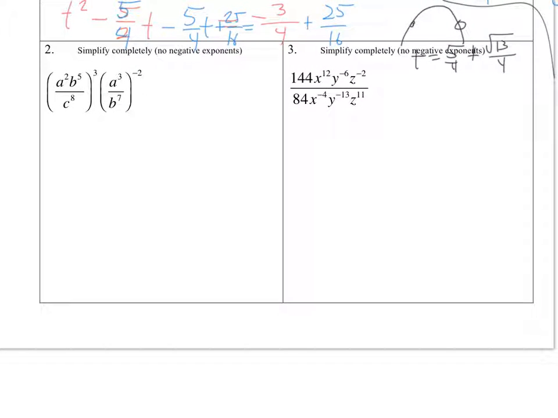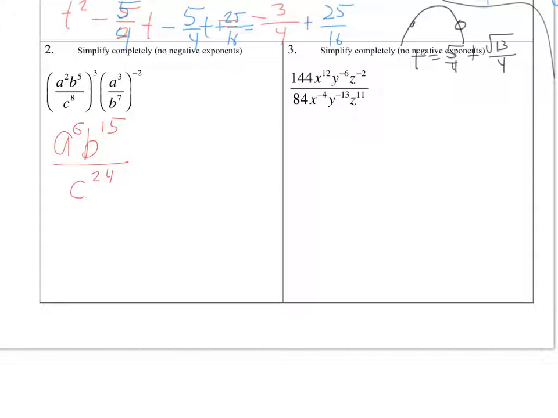Moving on to some exponent rules. These will be a little bit shorter for us. We're trying to get rid of some negative exponents, and we've got to deal with some combination of terms here. First one, let's get rid of these exponents outside the parentheses first. That means I'm going to distribute those exponents to each of those powers. A squared b to the 5th over c to the 8th all to the 3rd is going to be a to the 6th. 2 times 3 is 6. B to the 15 over c to the 24.